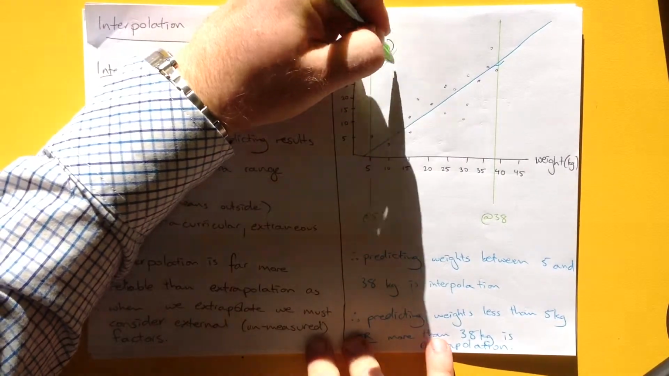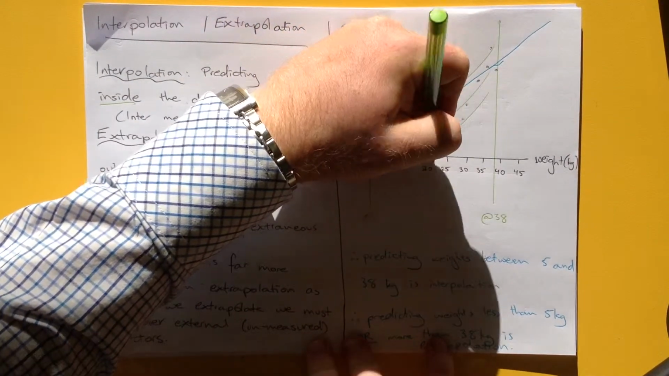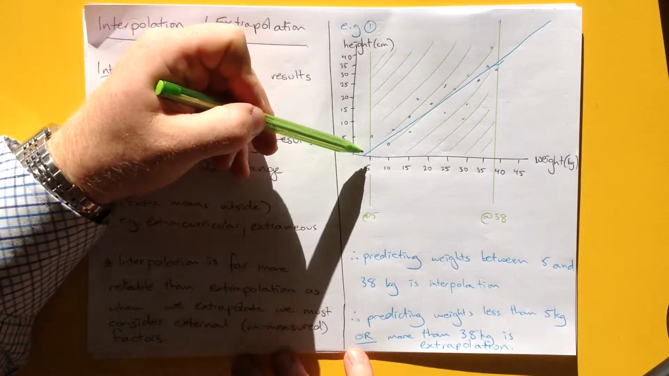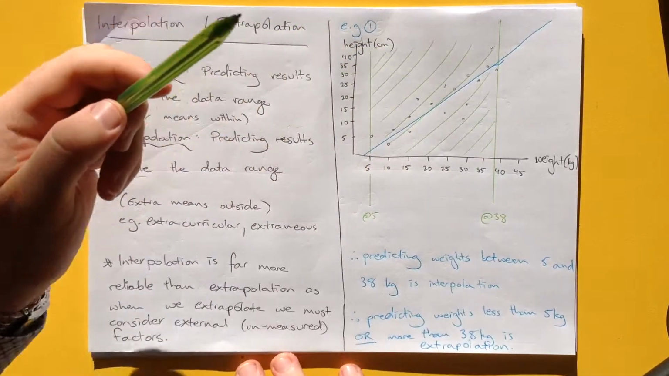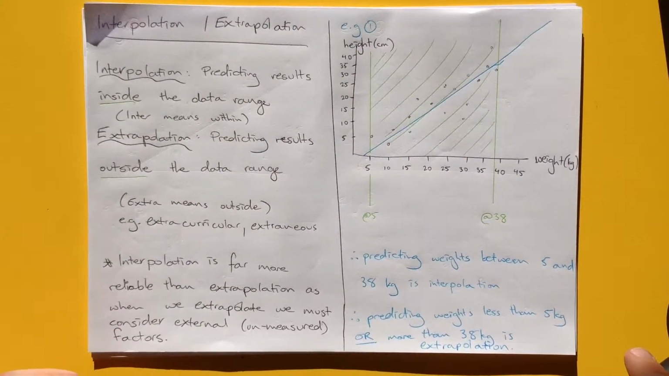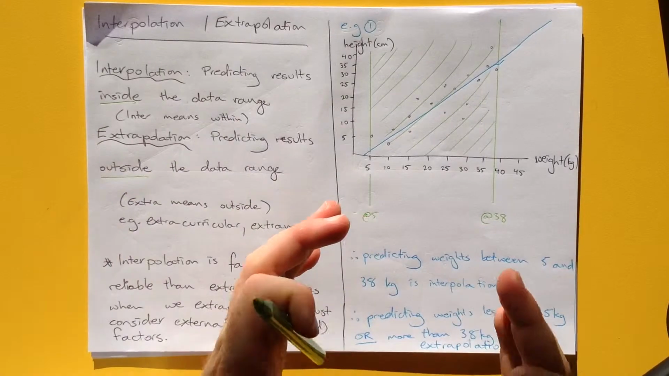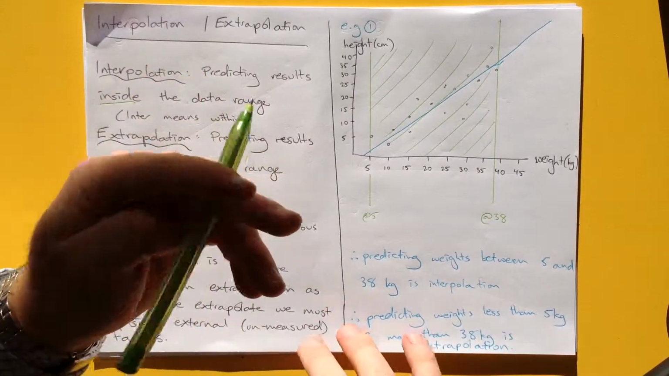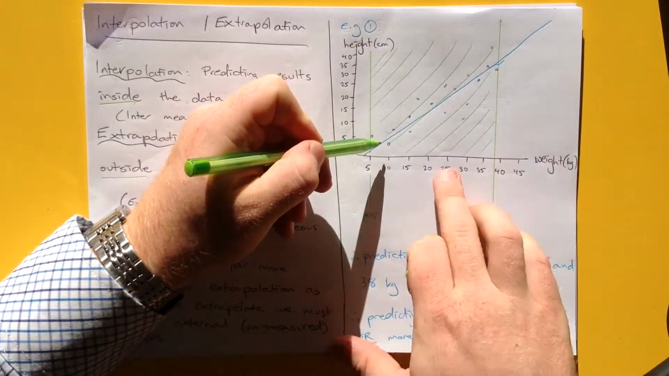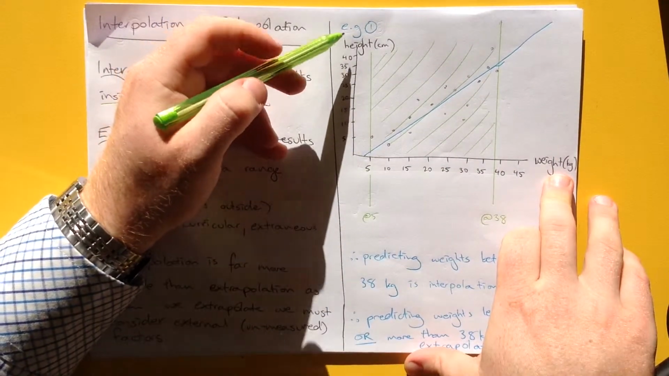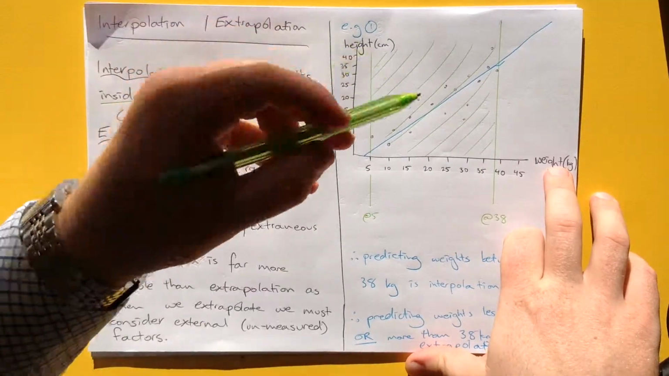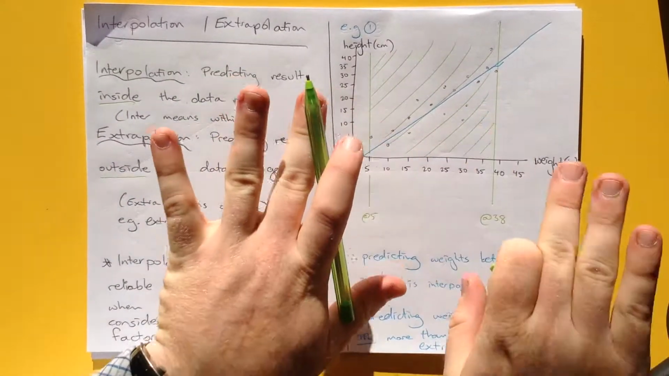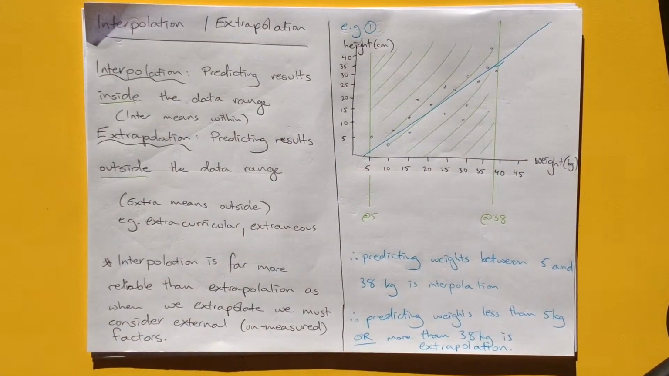So if I predict something inside this range, that's interpolating. And if I predict something outside this, so someone with less than 5 kilos or more than 38 kilos, that's extrapolating. So I'm interpolating, predicting values inside my range, and extrapolating outside my range. When I say predicting, I mean using this line and putting in a weight to find out someone's height, anywhere on that line. Interpolating inside, extrapolating outside. And that's it. That's the end of Chapter 5.